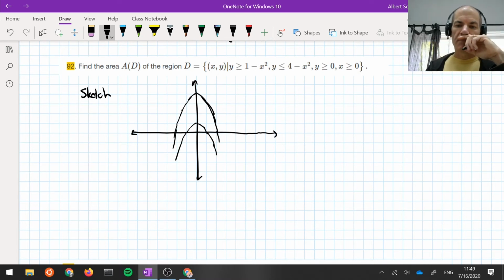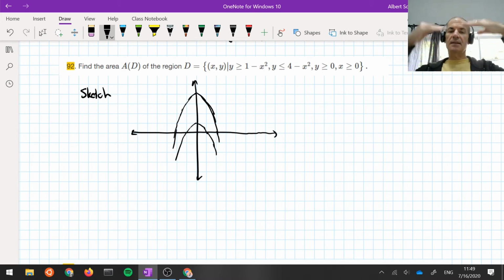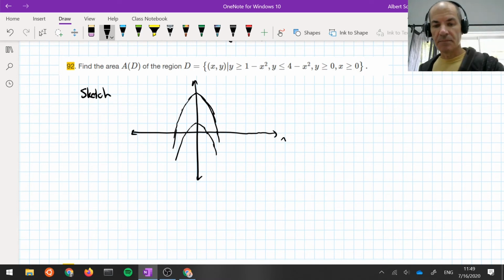Okay, so that takes care of the first two. We have y greater than or equal to 0. Where's that? That's anything above the x-axis. And we have x greater than or equal to 0. That's anything to the right of the y-axis.